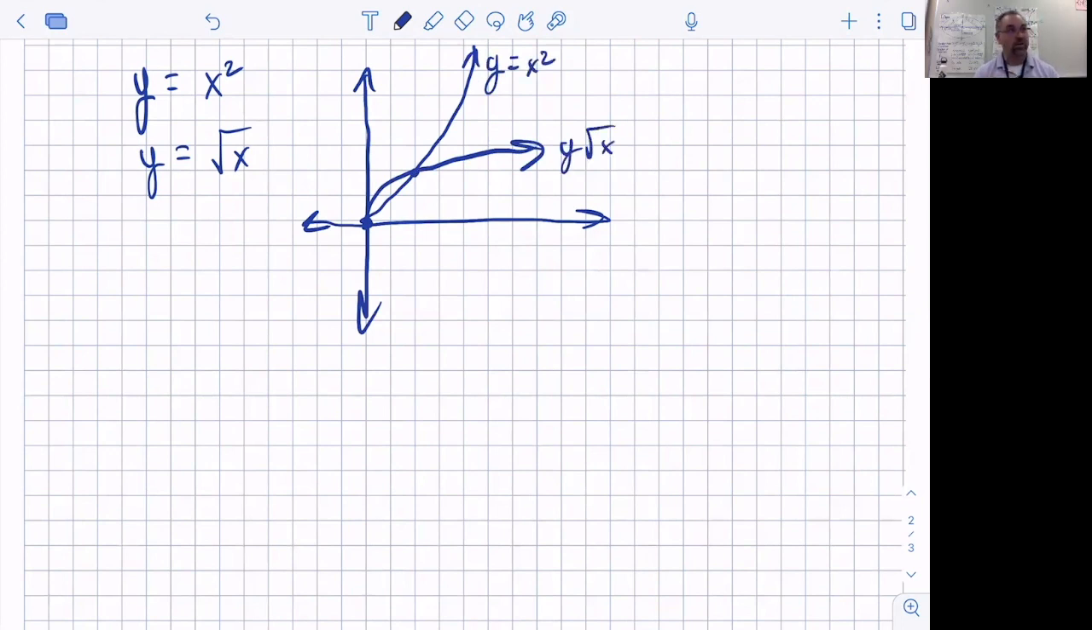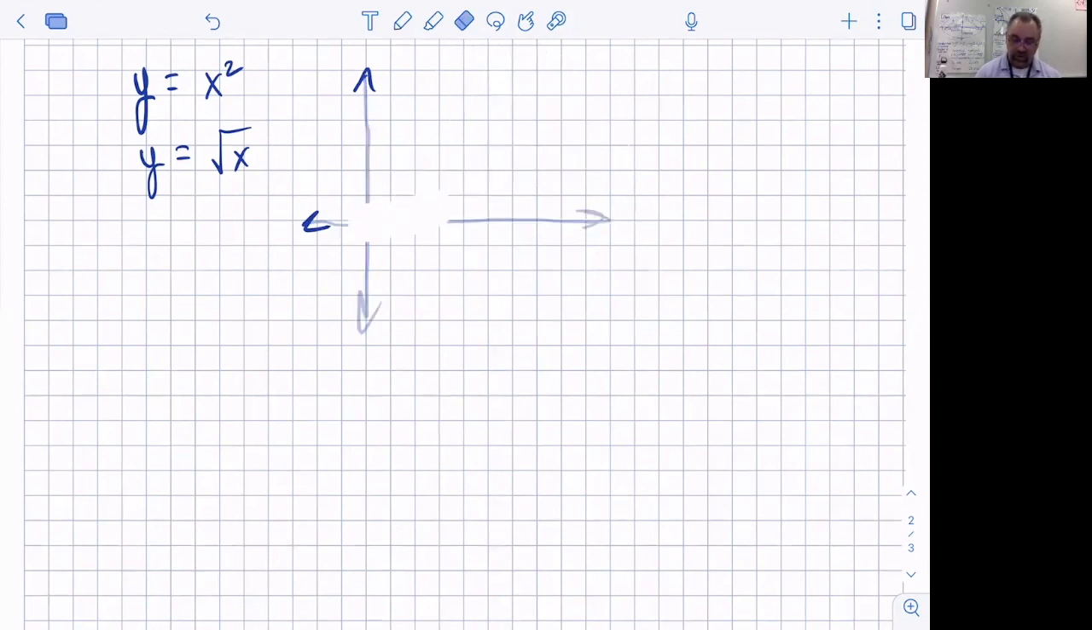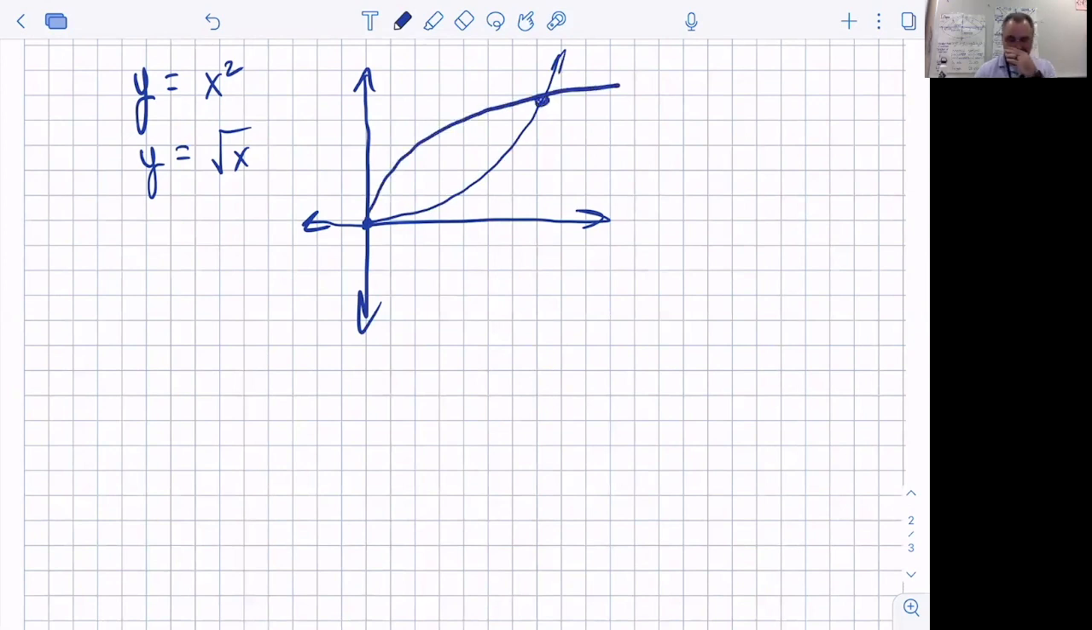And so you can see the region that we're going to be revolving. It's right here. I'm going to enlarge that region a little bit so that we can get a better picture of it. So here's y. I'm going to draw my y equals x squared graph and my y equals square root of x graph. That's the point right there.